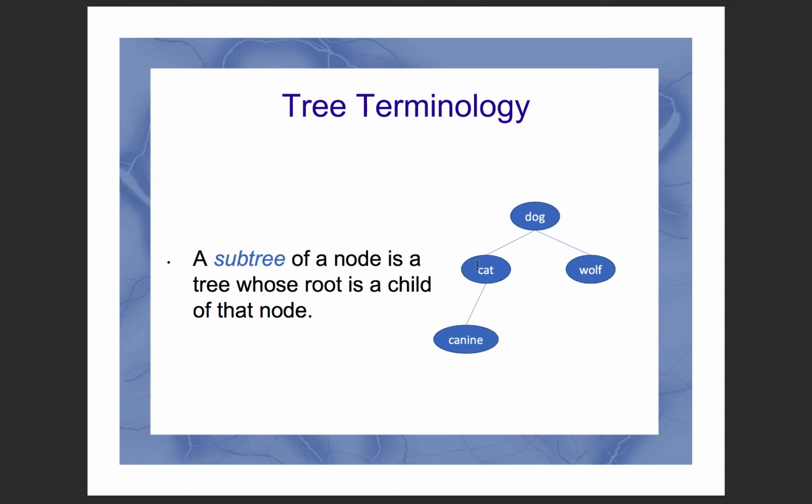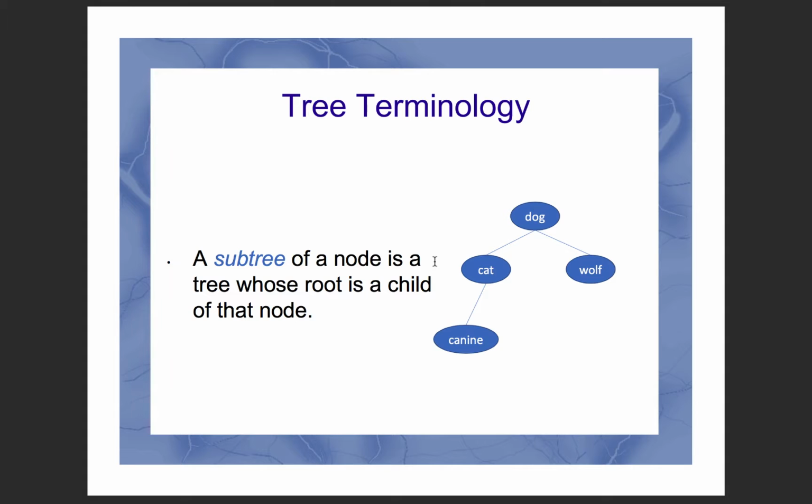Its root, cat, is a child of that node. So cat is a child of the dog node. So you can say that dog has two subtrees. One is this one, and the root of this subtree is cat, which is the child of dog. And similarly, wolf is another subtree, and wolf is the root itself of this subtree, which is a child of dog. So this is the definition of a subtree.